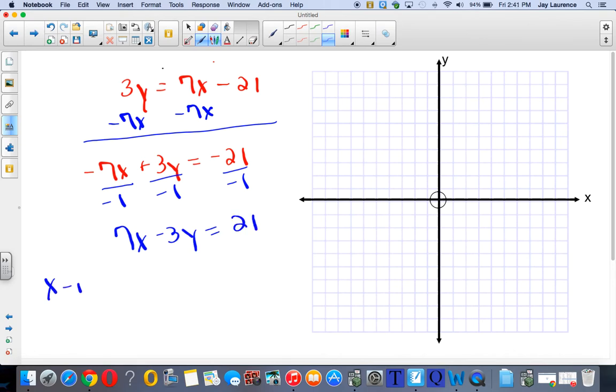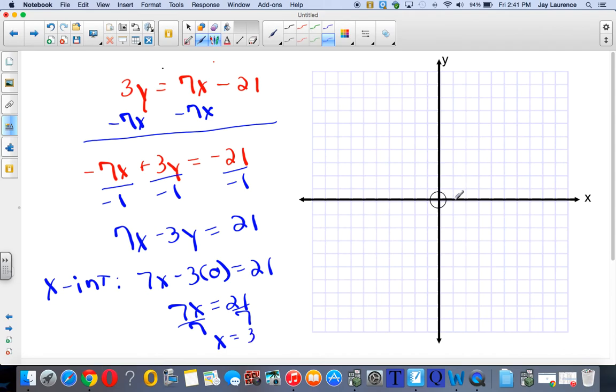So I can find my x-intercept. And that will be 7x minus 3 times 0 equals 21. So 7x is going to equal 21. Divide by 7, divide by 7. X is going to equal 3. So my x-intercept is at 1, 2, 3, 0. Okay, I just plugged 0 in for y and I solved the equation for x.